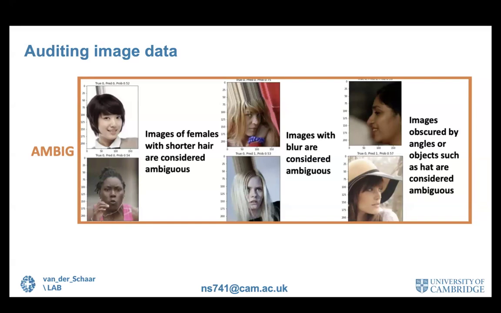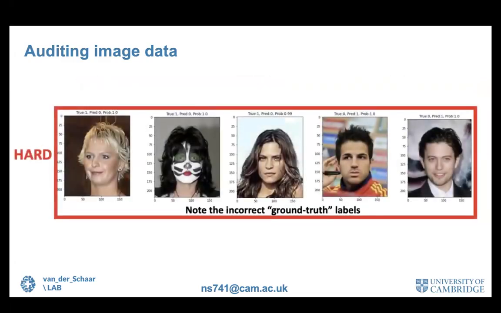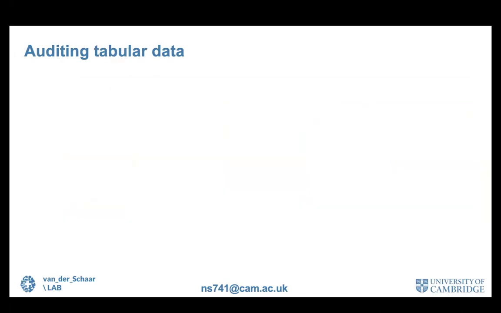So just thinking of a utility perspective. Additionally, it would be able to flag things like blurry images or images which are obscured, at least, but flagging these to somebody to actually take a decision without having to audit all millions of images themselves. And then finally, hard images, like the text, are just mislabeled or have incorrect ground truth.